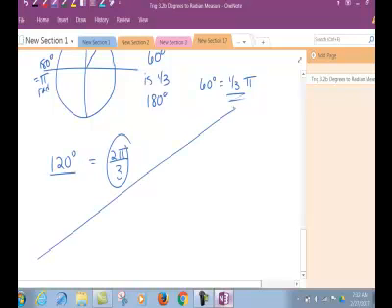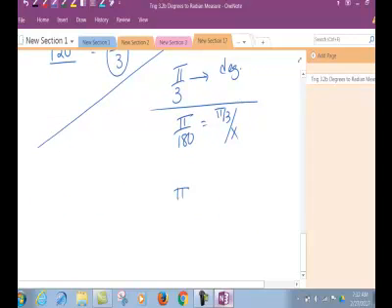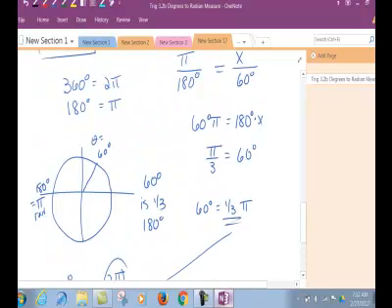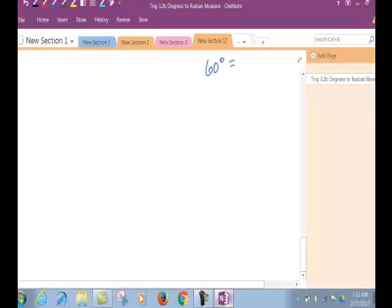Let's go the other way. What if I give you a radian measure and I want to go in the other direction? Let's say pi over 3, I want to change to degrees. Using the same proportion, pi is to 180 equals pi over 3 to x. When I cross multiply, pi x equals 1/3 of 180, which is 60 pi. Oh, that's the same one that I did. That's okay. Divide both sides by pi, and we get that pi over 3 radians is equivalent to 60 degrees. Perfect.